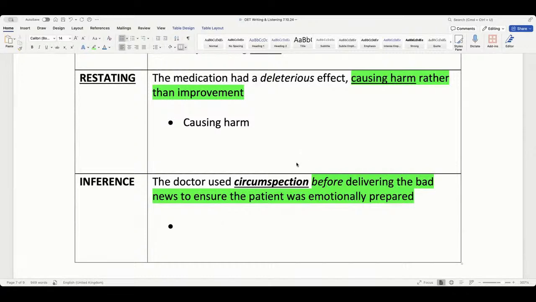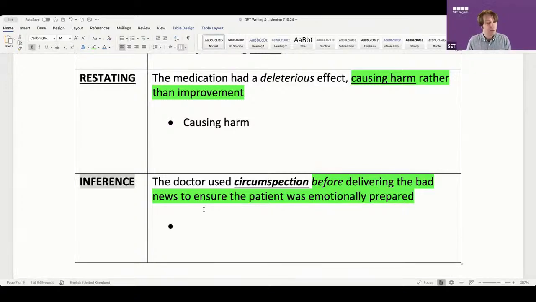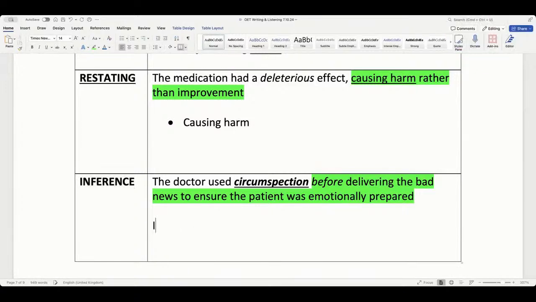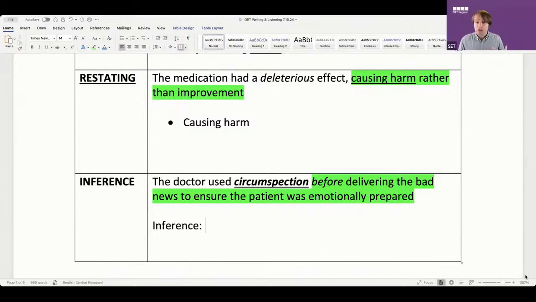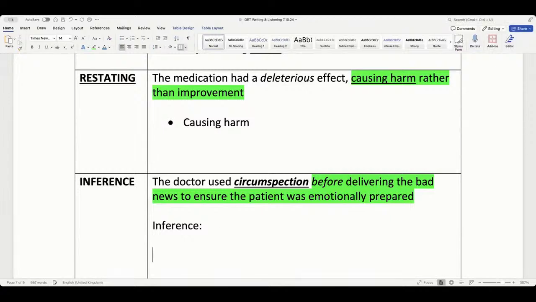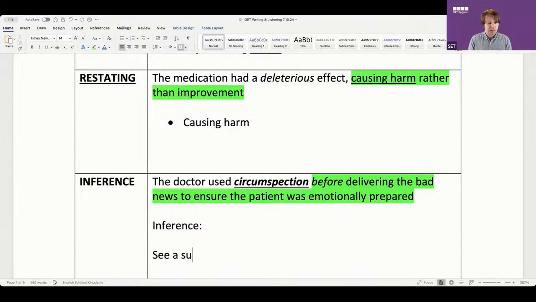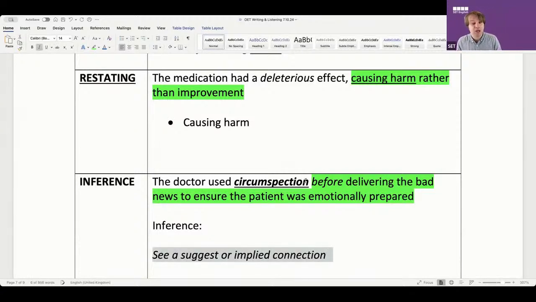strategies? Preparing them. This one is a hard one because inference is hard, right? Looking at the situation the patient is in before delivering the bad news. Yeah. Give a short. All of these, I think, are good ideas. Inference is, what is inference? Imply. Not direct. A suggested or implied connection. Okay, this one is hard, but you have to just try to think, okay, what is the connection?